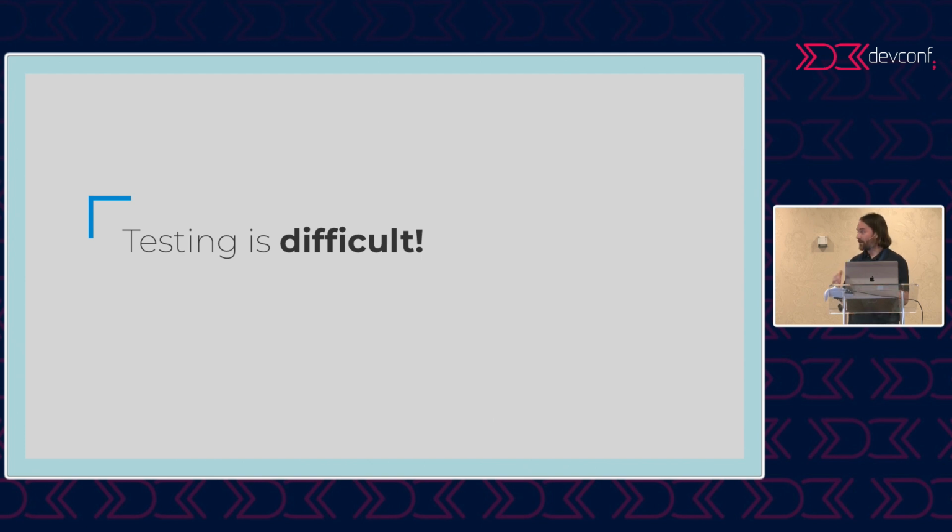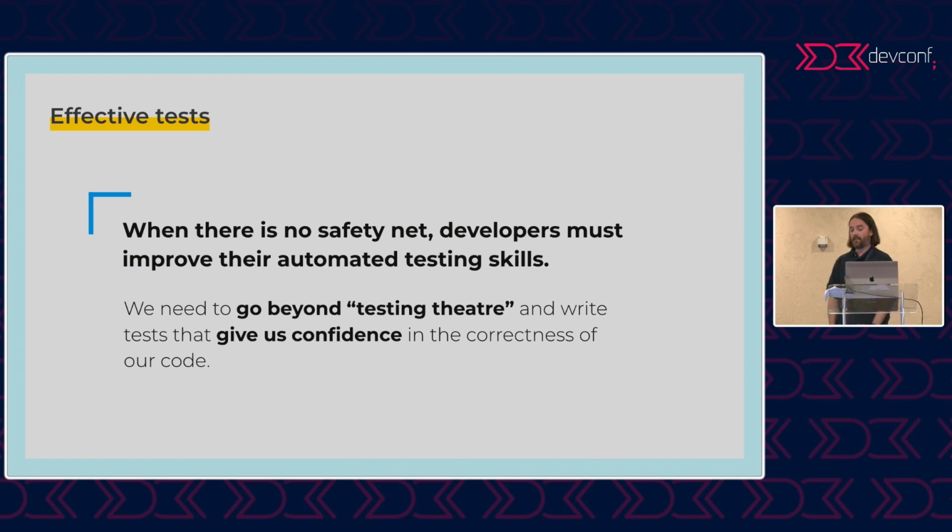So the next part of the talk, I'm going to talk about some of the things that we can do to improve how we write tests and how we think about tests, so that we make our tests a lot more effective. Because when there's no safety net, developers need to improve their automated testing skills, and they need to go beyond just testing theater.